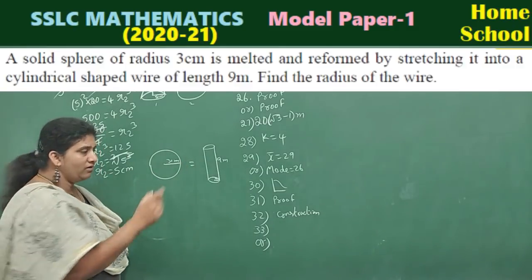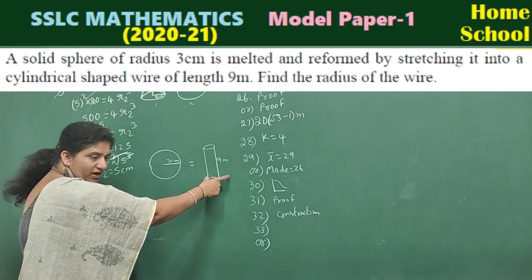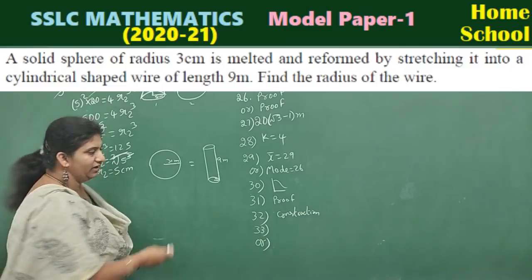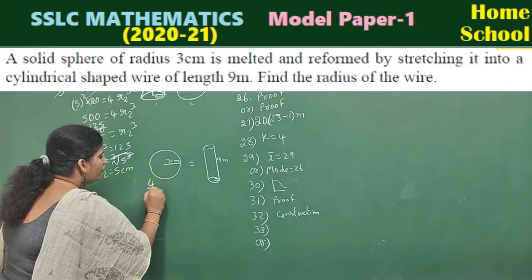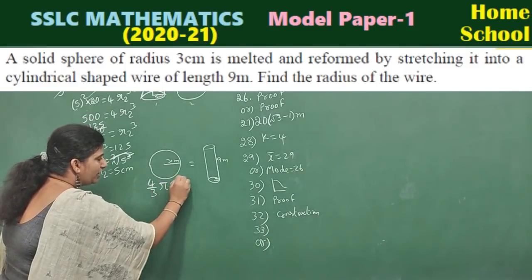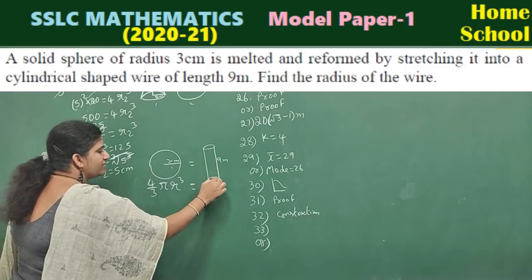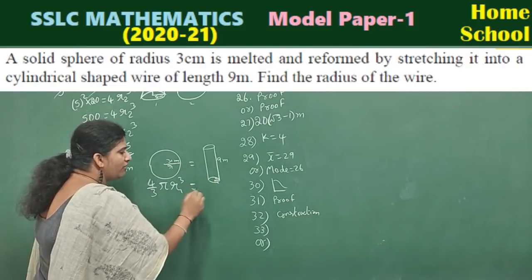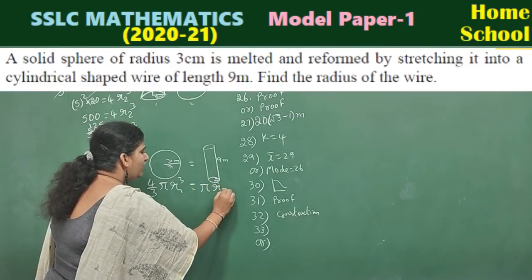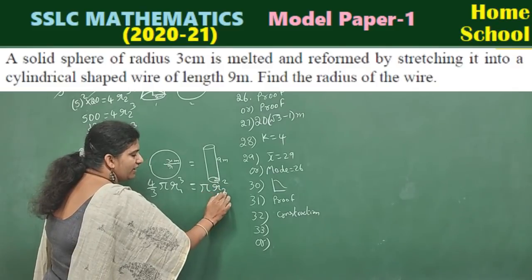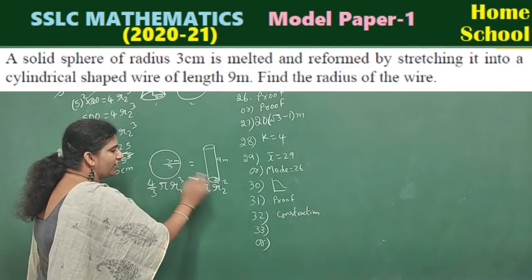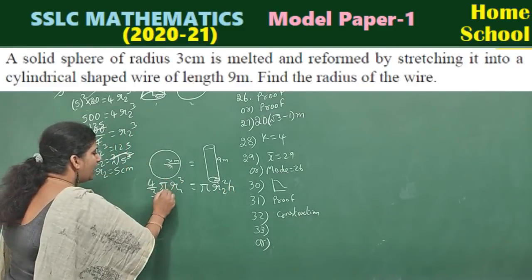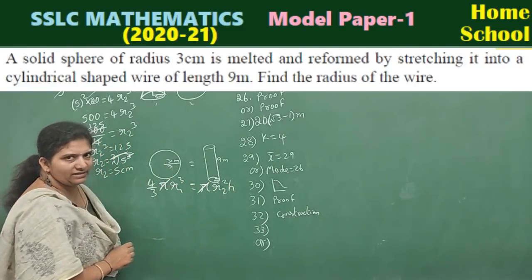Here also same manner, but here the solid is different. Volume of a sphere is equal to volume of cylinder. Volume of a sphere 4 by 3 pi r cube. This is r1 and this is r2. You just write it. r1 cube is equal to volume of a cylinder pi r square h. Radius, you have 2 radii, right? r1, r2. This is r2 square h. And pi you can cancel.